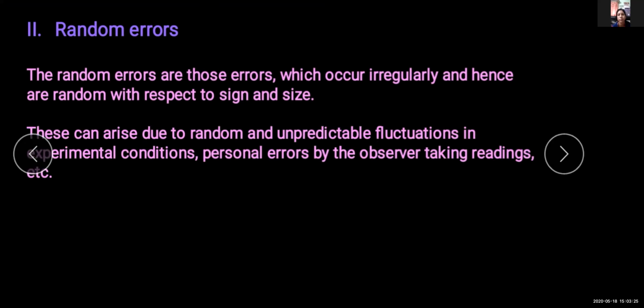Another example of random error is, suppose you are measuring the weight of a body by a spring balance. Then there may be an error in assessing the correct position of the pointer on the scale. So it may lie between two consecutive markings on the scale. Such an error due to incorrect judgment of the observer is called random error.